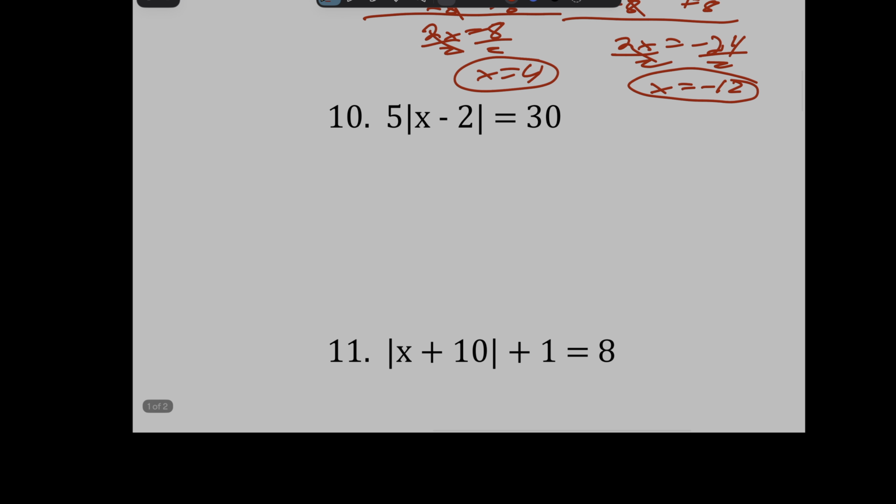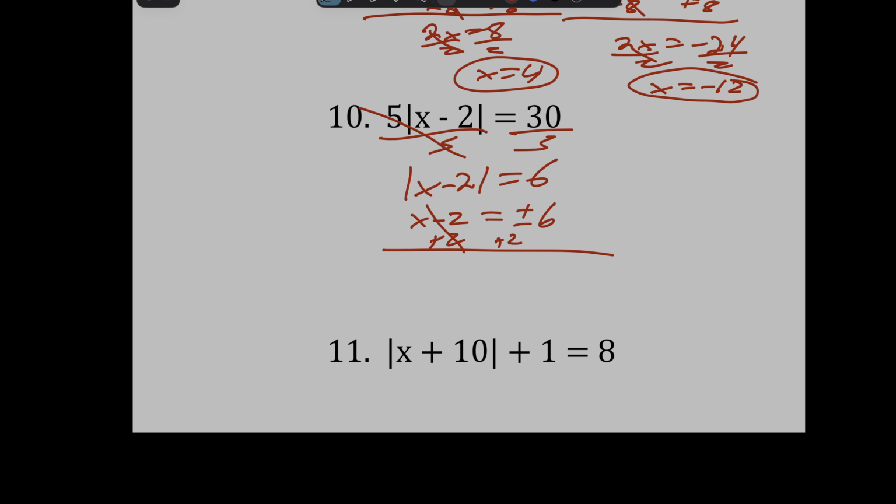All right. Number 10, the 5 is in the way. I can't go plus or minus right now. So I'm going to divide each side by 5. And I'm going to get the absolute value of x minus 2 equals 6. Now this one will probably be more appropriate to go x minus 2 equals plus or minus 6 and just write it in one equation. Now when I add 2 to both sides, I'm going to get x equals 2 plus or minus 6.